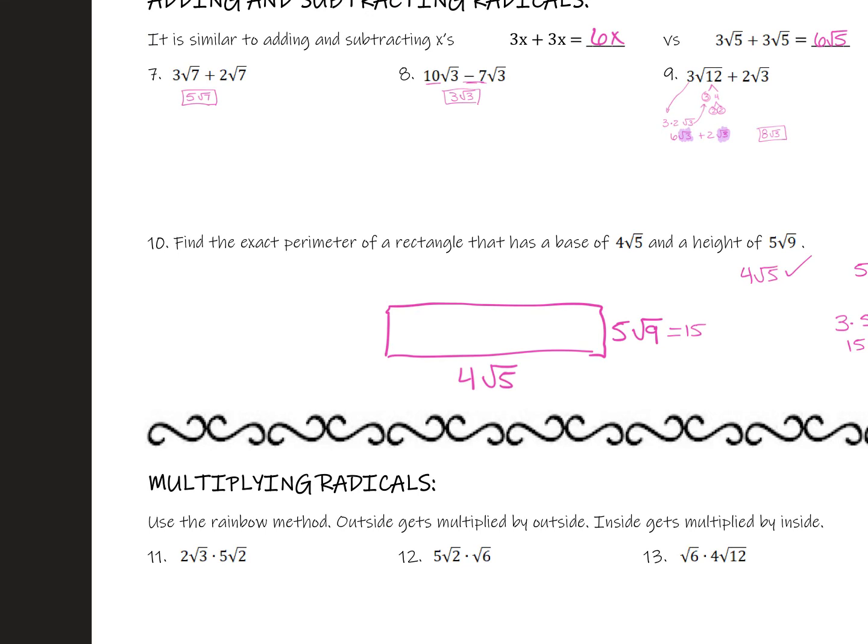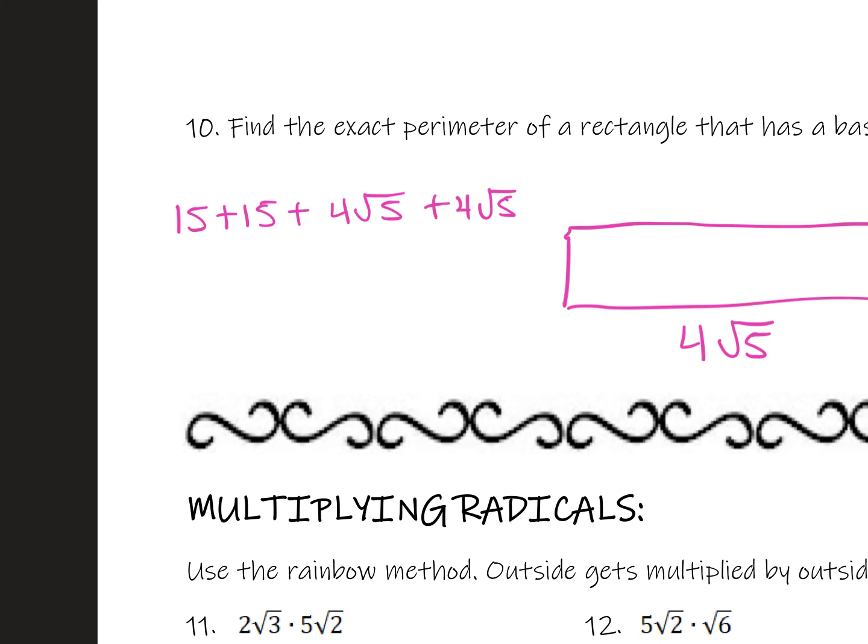So now, if I wanted to find the actual perimeter, I could do 15 plus 15 plus 4 radical 5 plus 4 radical 5. And so I can add these two things, and then I can add those two things separately. So 15 plus 15 is 30. And then 4 radical 5 plus 4 radical 5 is going to be 8 radical 5. And that would be my final answer there. All right.